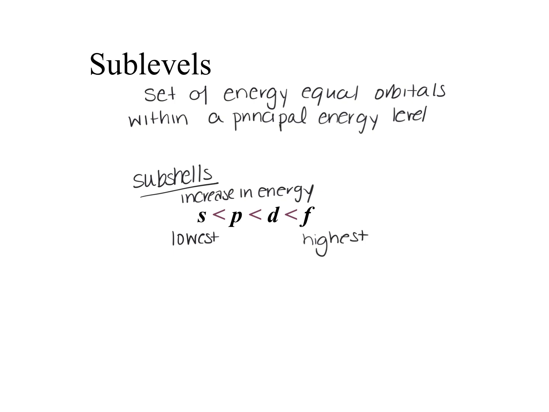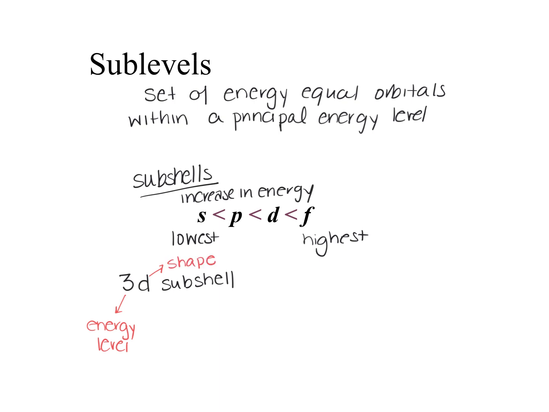We specify both the principal energy level and the subshell when we describe the location of an electron. So, for example, we would say there's an electron in the 3D subshell. That tells us that the energy level is 3, right? So that's the energy level. And then what the subshell, that D subshell, really tells us is the shape.